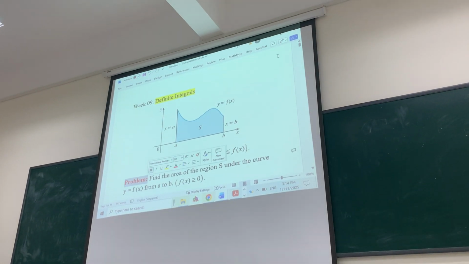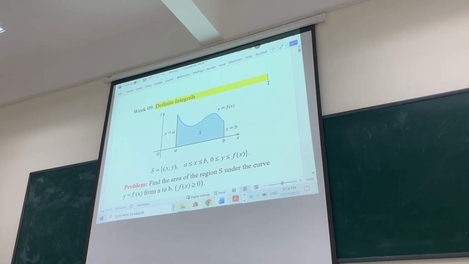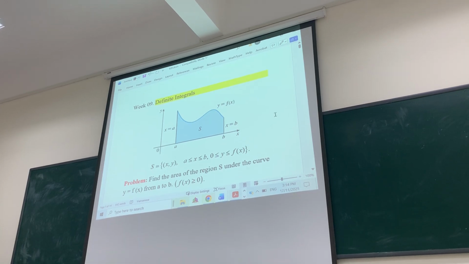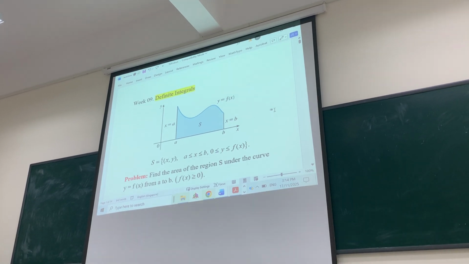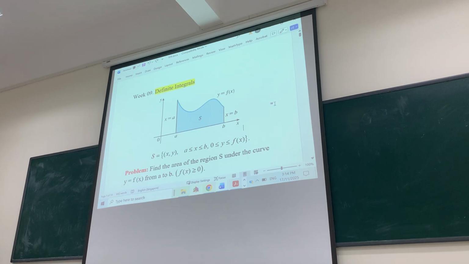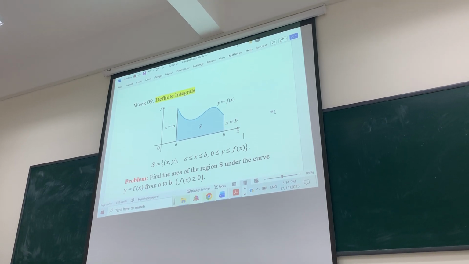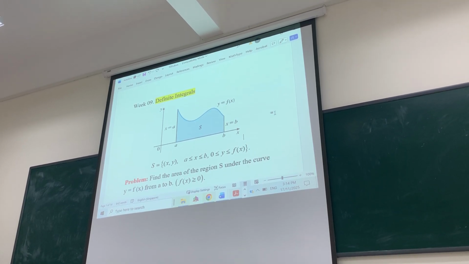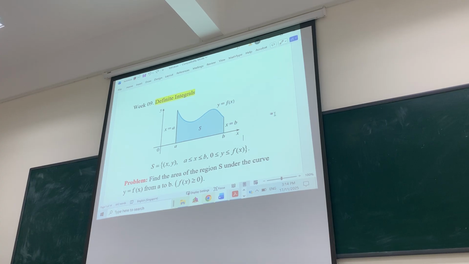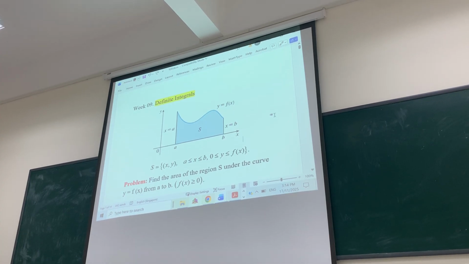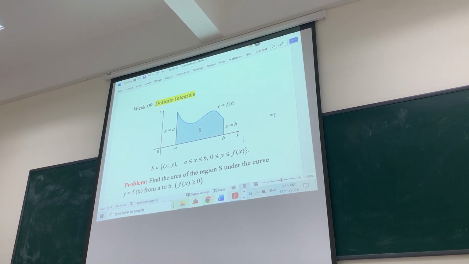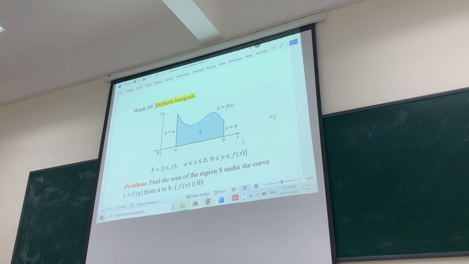We have a problem: find the area. Find the area under the curve with the equation y = f(x) from a to b. In this case, we suppose f(x) is non-negative. We want to find the area. How do we find that?